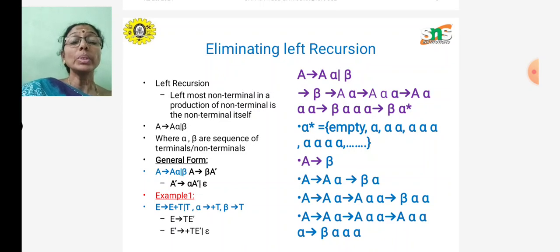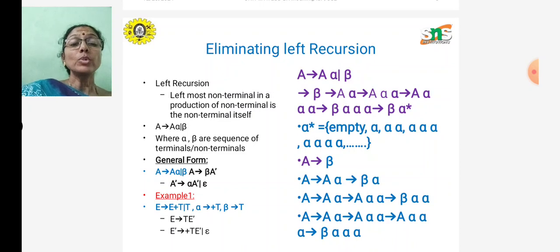What is the rule to eliminate it? Suppose you have a production A tends to A alpha or beta. That can be rewritten as A tends to beta A dash, and A dash tends to alpha A dash or epsilon. So this is the rule you have to apply: A tends to A alpha or beta becomes A tends to beta A dash, where A dash is alpha A dash or epsilon.